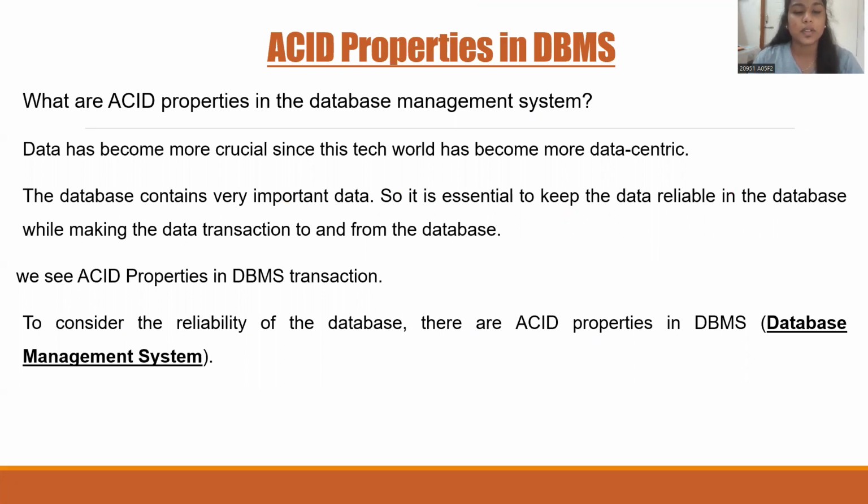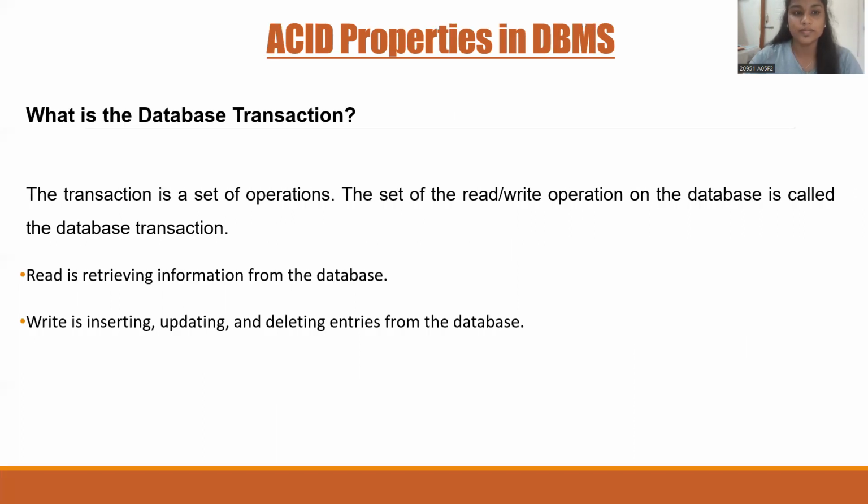Data has become more crucial since this tech world has become more data centric. The database contains very important data, so it is essential to keep the data reliable in the database while making data transactions to and from the database. We see ACID properties in DBMS transactions. To consider the reliability of the database, there are ACID properties in DBMS.